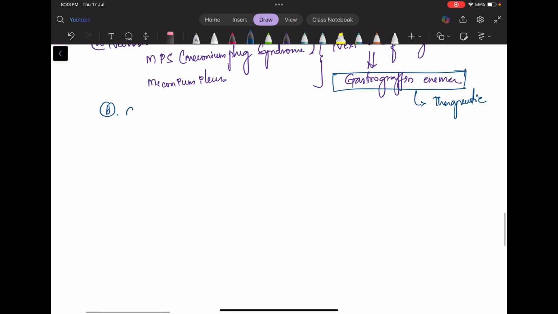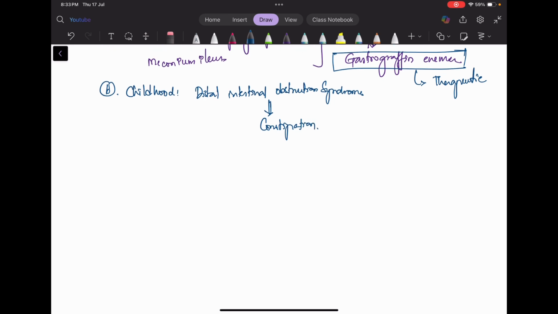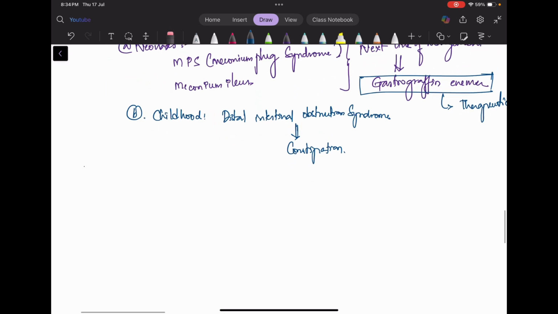Then in childhood, this may cause distal intestinal obstruction syndrome. The most common symptom you will see is constipation. Something is obstructing, so constipation, frustration happens, right? Yeah, it happens. You'll see this condition in medical board exams, like you would have faced already.